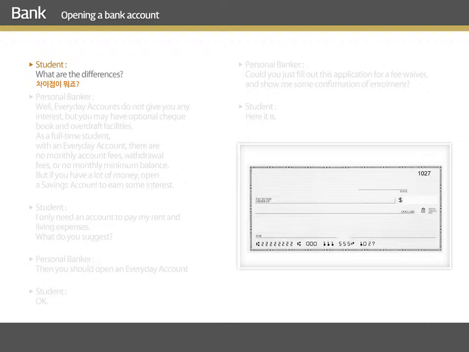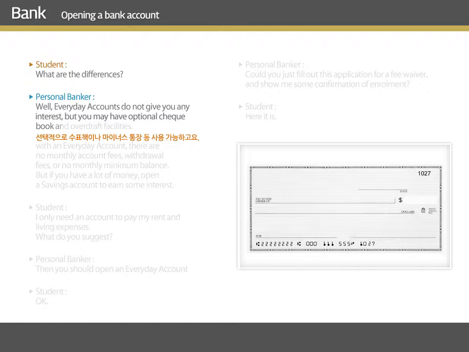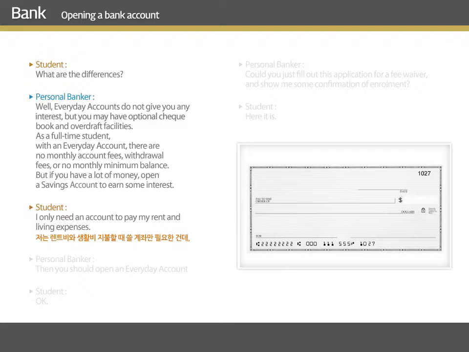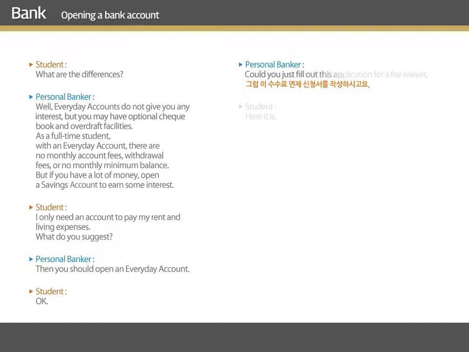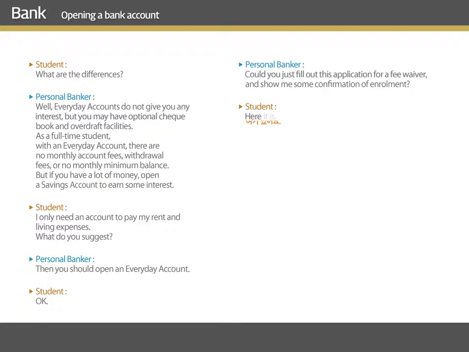What are the differences? Well, everyday accounts do not give you any interest, but you may have optional checkbook and overdraft facilities. As a full-time student, with an everyday account, there are no monthly account fees, withdrawal fees, or no monthly minimum balance. But if you have a lot of money, open a savings account to earn some interest. I only need an account to pay my rent and living expenses. What do you suggest? Then you should open an everyday account. Okay. Could you just fill out this application for a fee waiver and show me some confirmation of enrollment? Here it is.